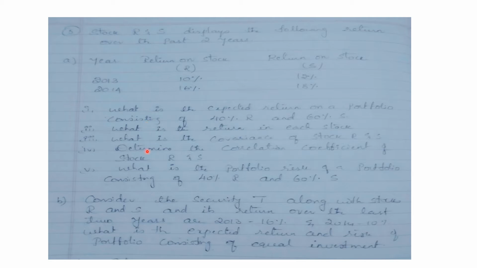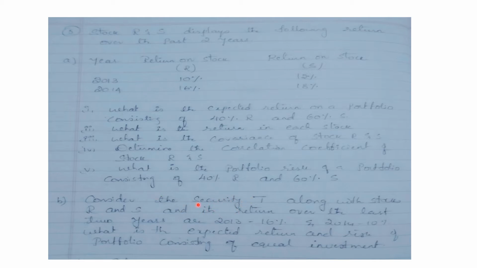Under the main question, these are the sub questions you have, and one more question is there, that is the B part. Consider the security T along with the stocks R and S. So here two stocks are R and S. So one more security, we are dealing with the problems of three securities. So again one more security is added.